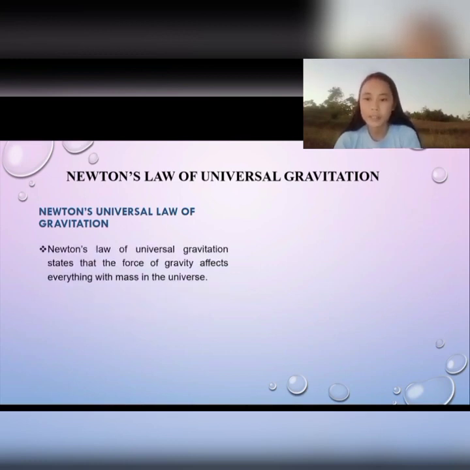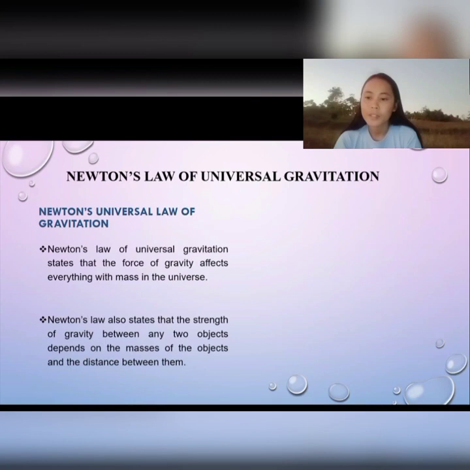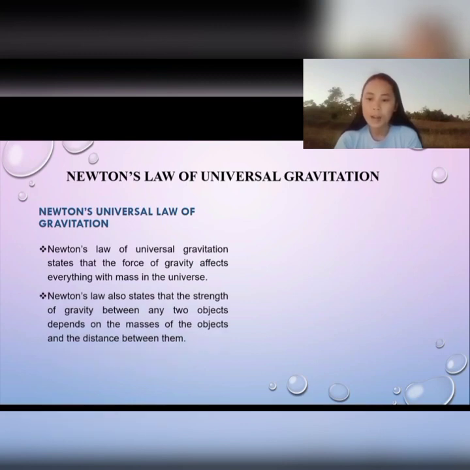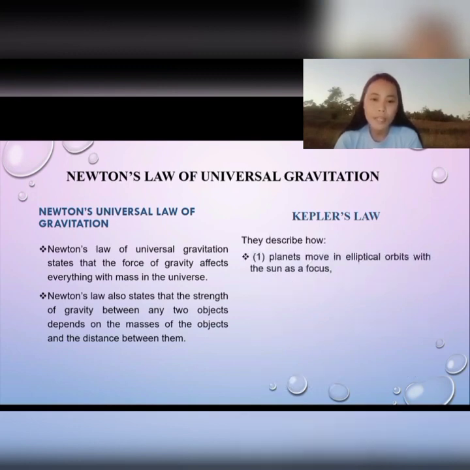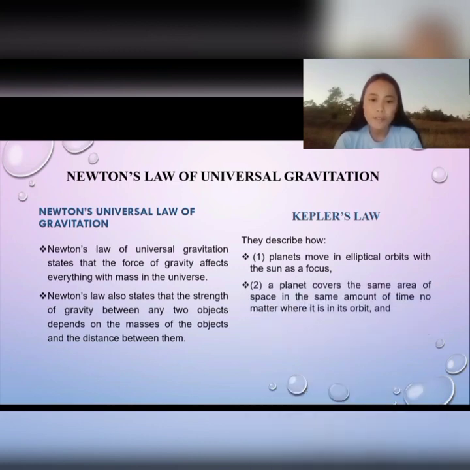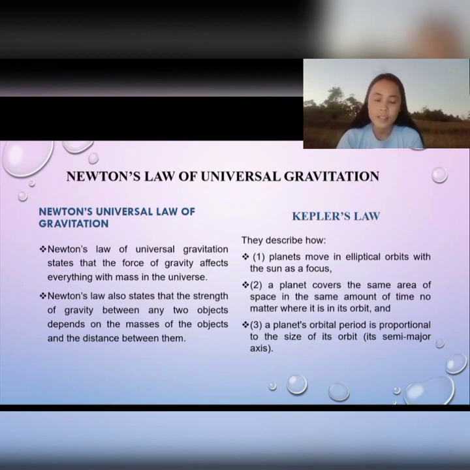Newton's law of universal gravitation states that the force of gravity affects everything with mass in the universe. Newton's law also states that the strength of gravity between any two objects depends on the masses of the objects and the distance between them. Kepler's laws describe how planets move in elliptical orbits with the sun as a focus. A planet covers the same area of space in the same amount of time, no matter where it is in its orbit. And lastly, a planet's orbital period is proportional to the size of its orbit, or its semi-major axis.